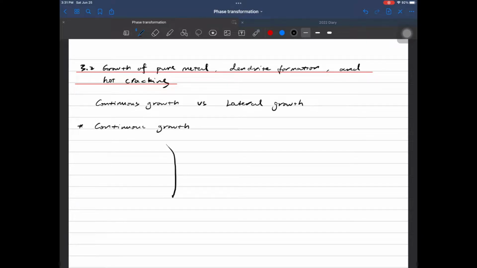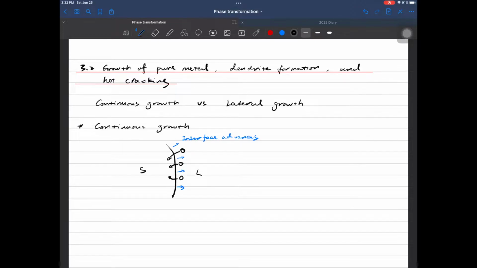Let's draw the solid-liquid interface. On the left, it's all solid, and on the right, it's all liquid. During the growth process, it can be viewed as the atoms from the liquid phase hopping from the liquid phase into the solid phase. To be more precise, you actually have atoms going from liquid to solid as well as from solid to liquid. However, during solidification, you have more atoms hopping from the liquid phase into the solid phase, which leads to the advance of the solid phase interface into the liquid phase.